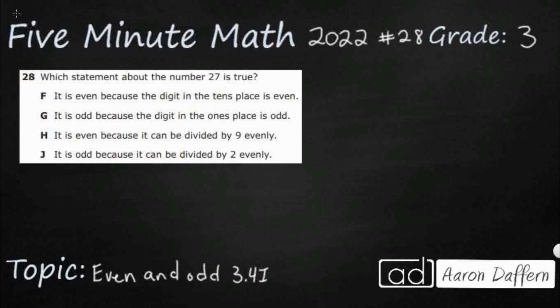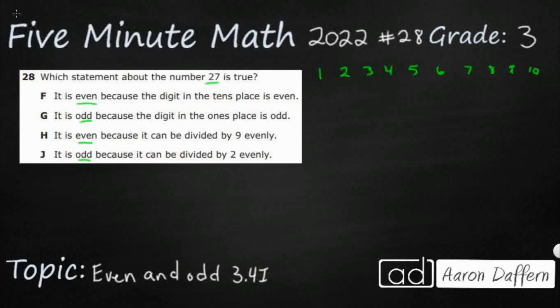So we've got the number 27, and we just need to figure out what's true about 27. It's either even or odd, but even if we can figure out which one it is, we have to know why it's even or odd. All right, so let's just take the first 10 numbers. We're going to make our own little mini hundreds chart here, but we're going to see there's a pattern that shows up.